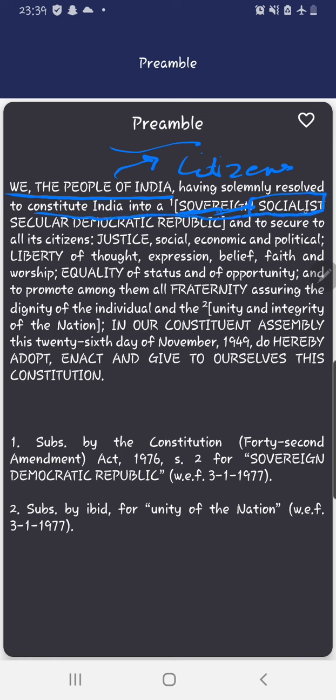Further, we want to constitute India into a socialist state. The term socialist here means that we want to make India a welfare state. There should be equal distribution of wealth, and we should promote the welfare of all sections of society. Further, we have to constitute India into a secular country. Secular means there should be no bias towards a particular religion. And this is enshrined in your fundamental rights also, from Article 25 to 28.